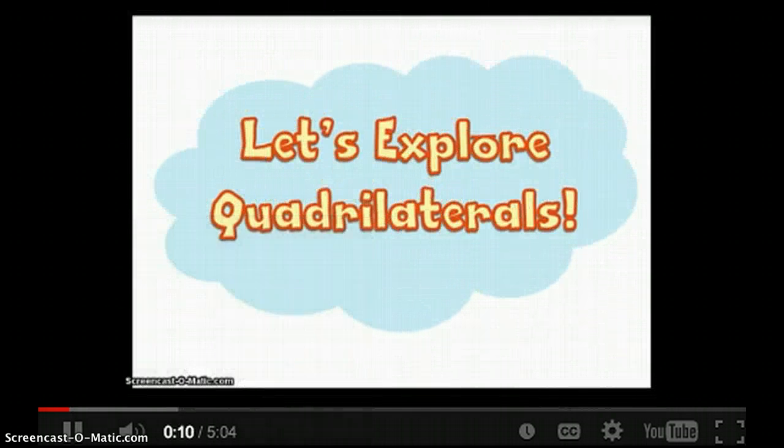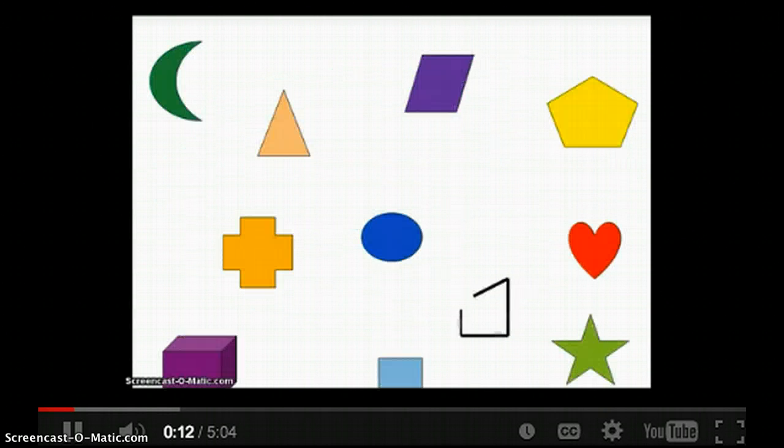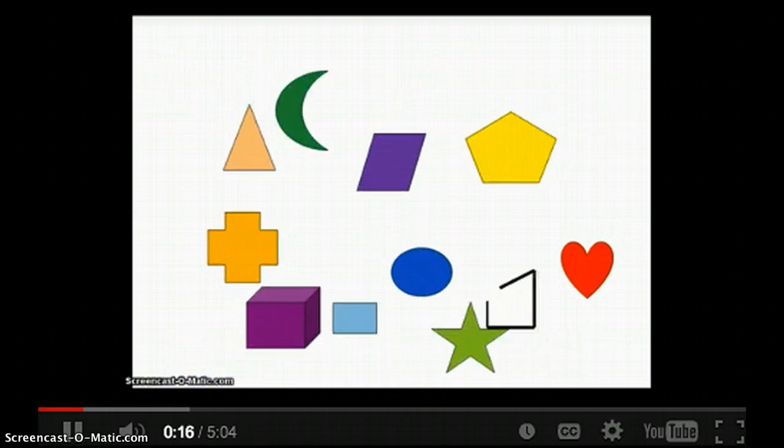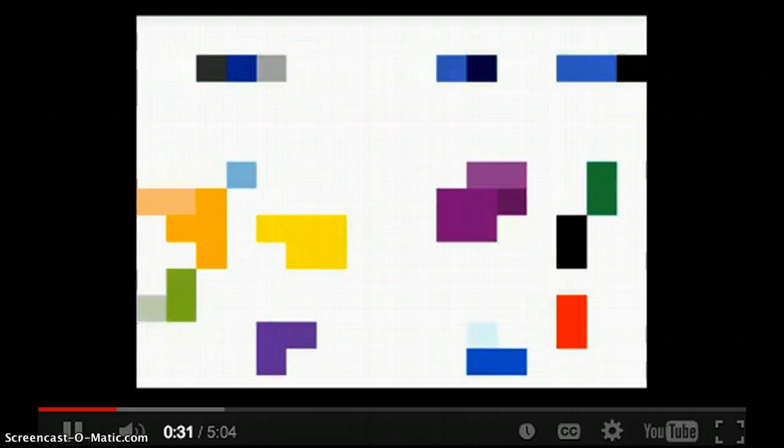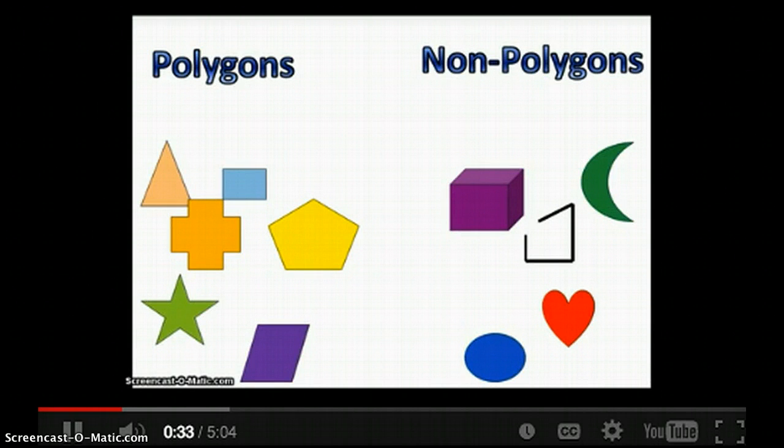So today we're going to explore quadrilaterals. But first, let's start out with some polygons. So, if we sort these into polygons and non-polygons, we'll remember that polygons have two major things. One, straight sides, and two, closed figures. So there are two really important features about polygons.